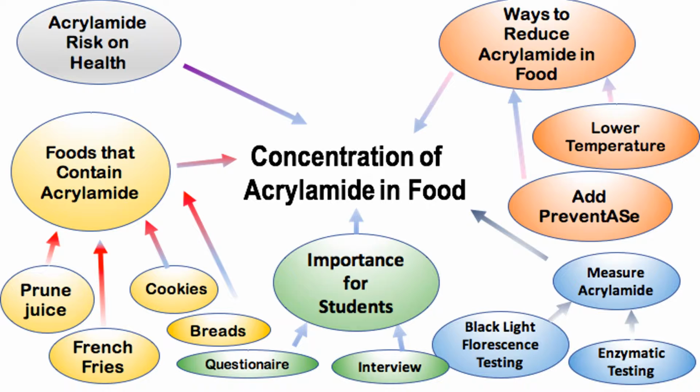This concept map can give you an idea of how we approached this subject. The first thing we realized was that acrylamide is a risk to the health of anyone who consumes it. After that, we looked at foods that contained acrylamide, in particular things at NSU that people commonly eat. Some of the things we found were prune juice, French fries, cookies, breads, but as we had stated before, chips, fries, all of these different things contain acrylamide. And that just goes back to why we needed to figure out the concentration of acrylamide in foods at NSU.